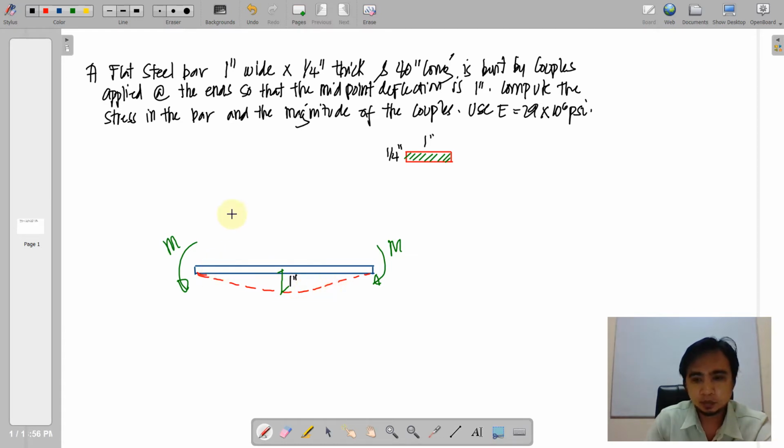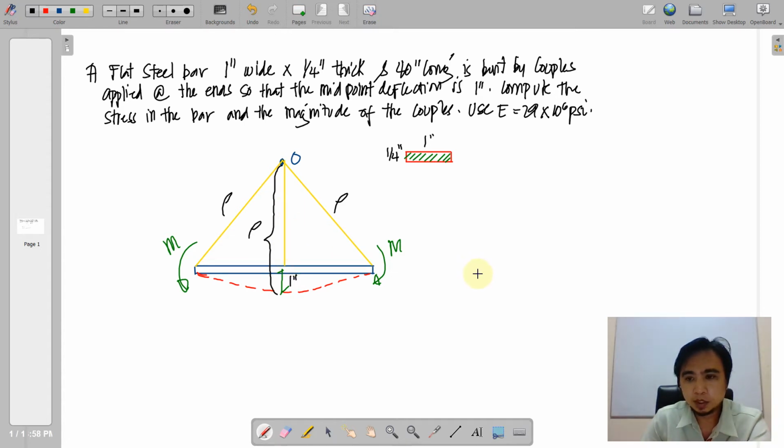flat bar. Basically, as we can see here, there is a radius of curvature because this was bent on both ends, causing this deformation at the mid span. And there will be a point of origin for that radius of curvature. Here is that radius denoted by rho, and this is also rho here.